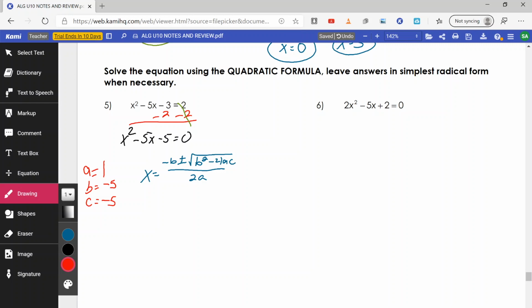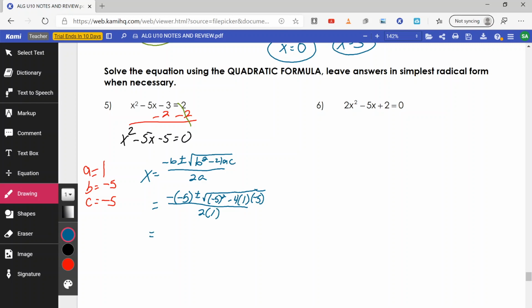So I will plug in these numbers for a, b, and c in our equation accordingly. So here we have the negative value of b. So negative 5 plus or minus the square root of, and again, b is negative 5, which we have to square, minus 4 times a, 1, times c, negative 5. And this is all over 2 times a, 2 times 1.